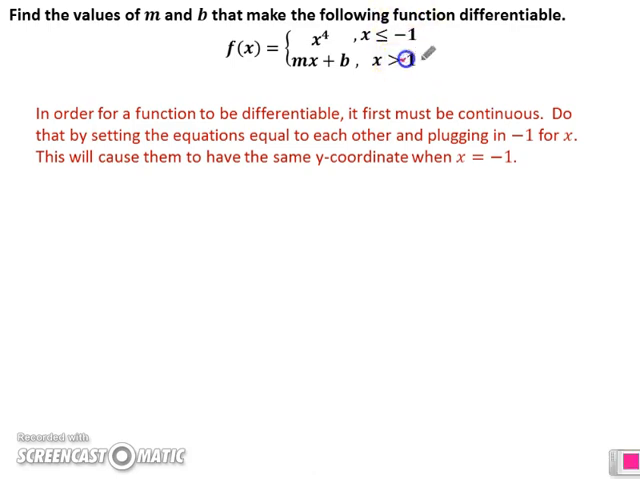You did this in the DBA assignment for chapter 2, which is 206. You had to make them continuous. So you set them equal to each other because they're both equal to y. And if you set them both equal to each other and then plug in the x coordinate that you want them to be equal at, then that sets up the situation where they're going to have the same y coordinate at that point. So in this case, you plug in the -1 for x, and you end up with an equation with m and b in it. You can't really do much with that. You have to stop here because you don't know what m and b are.